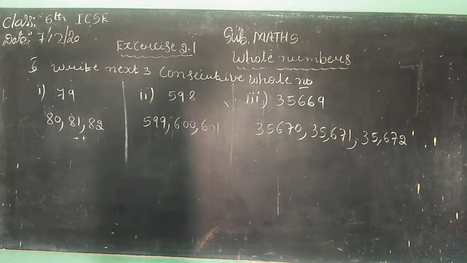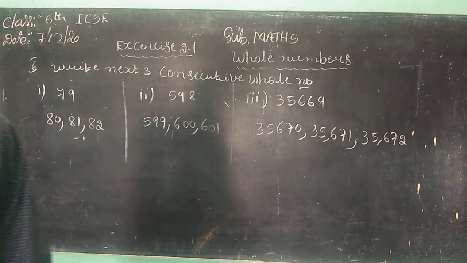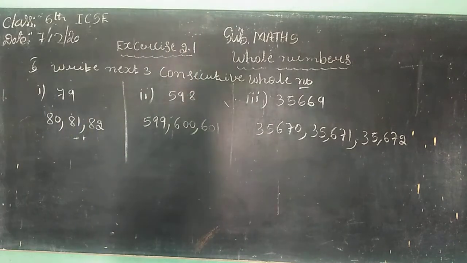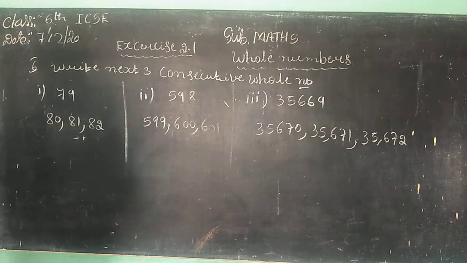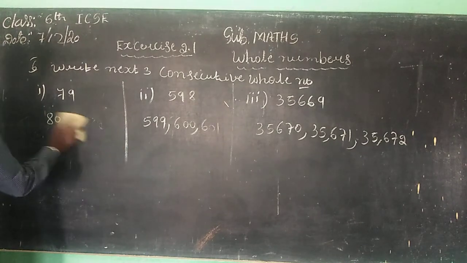Children, next: write three consecutive whole numbers just before the numbers. Next one is also just before numbers. Shall I write this one, children?